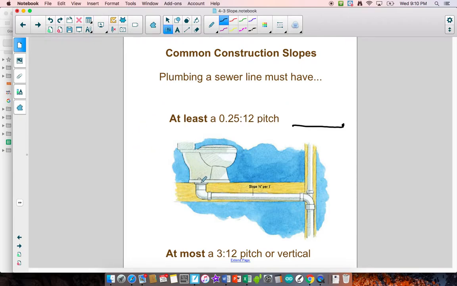Okay, and the reason you want to have that minimum slope is you don't want the solid waste to get stuck in the pipe. You don't want something to just sit in there way too long, and then it's stuck. And then pretty soon you're calling me over to get it out, and that's not something I want to be dealing with, right? Perfect. Moving on.